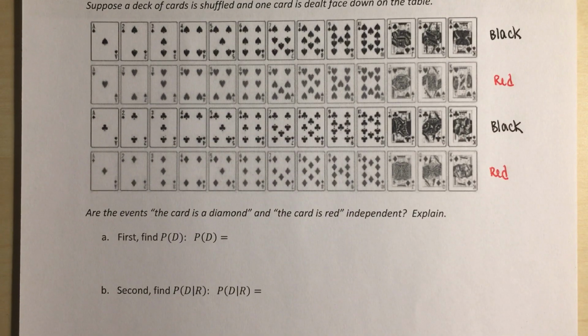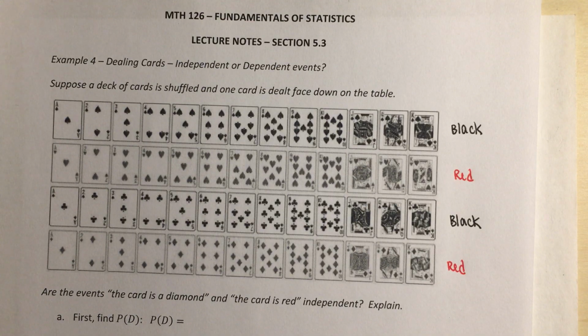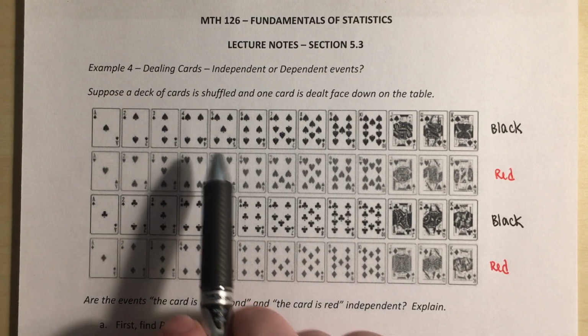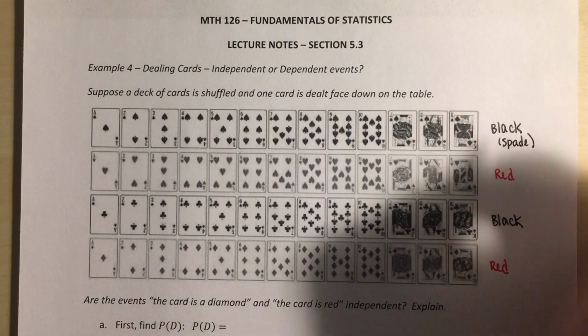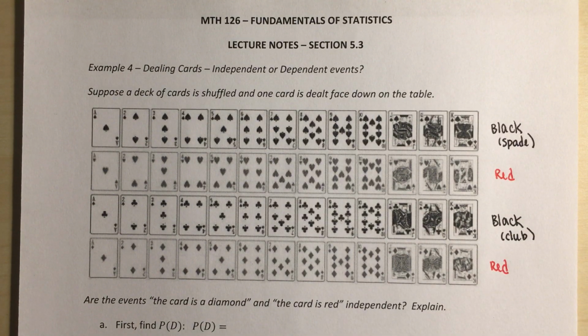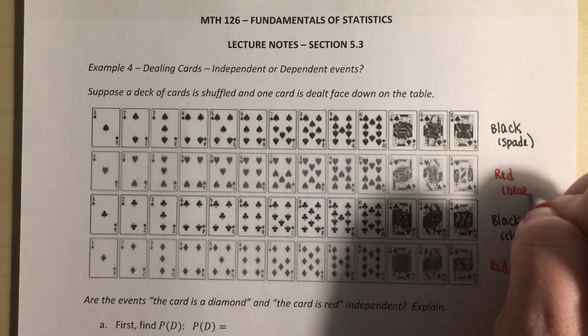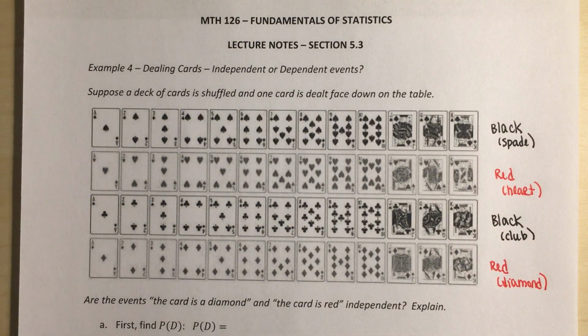Alright, in our first example, we're asked: are the events the card is a diamond and the card is red independent? Explain. First we need to find the probability that the card is a diamond. Looking at these shapes, I'll label them as well. This top shape here we call a spade. This one that has the 3 pieces to it we call a club. The red ones are a little easier to pick out. We have hearts and diamonds. In case you're not as familiar with the card terminology, there is that as well for you.